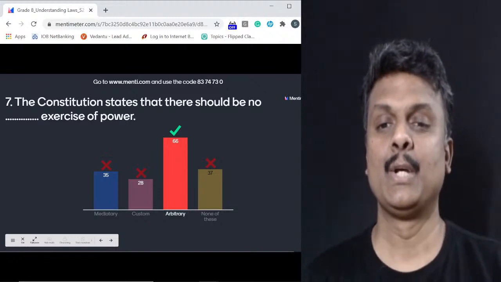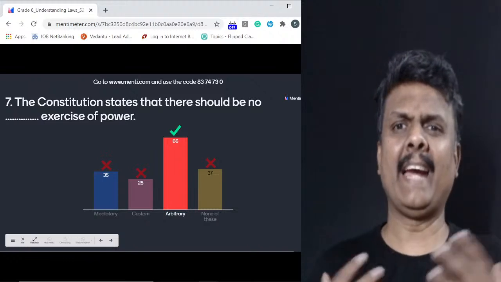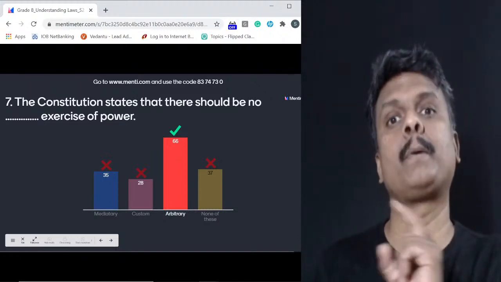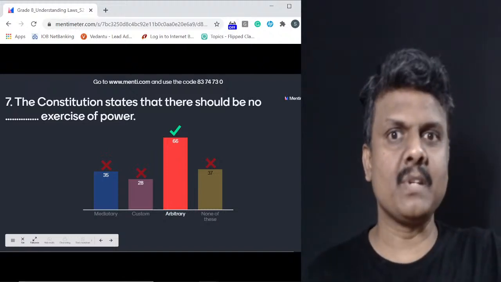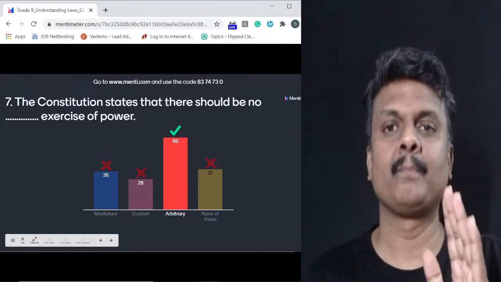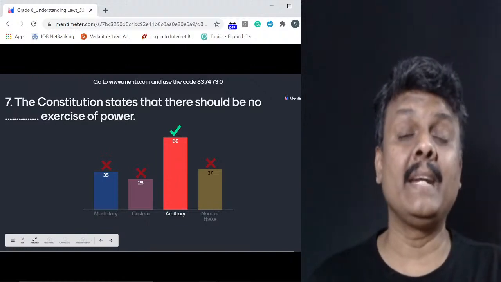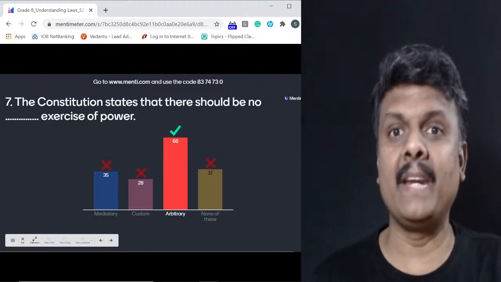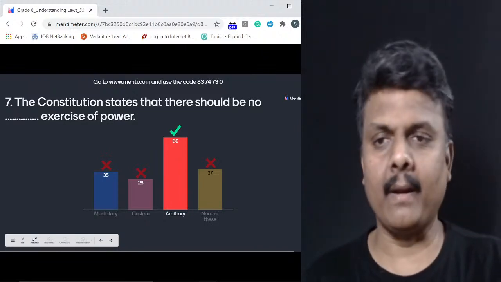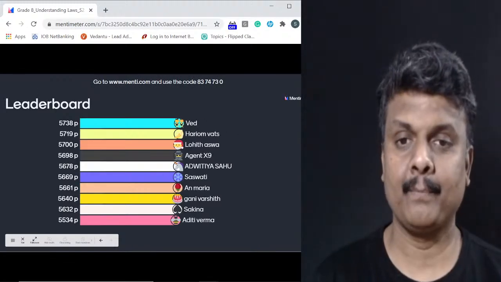Very nice. Superb. Arbitrary exercise of power. Guys, arbitrary exercise means I have power and I use that power based on my personal interest. That's called arbitrary. Instead, there is a system based on which whether I should use my powers or not is decided. That is systematic. But if something is not systematic and done on personal whims or fancies, then it is called arbitrary. Clear? Arbitrary. So 134 of you got it right.